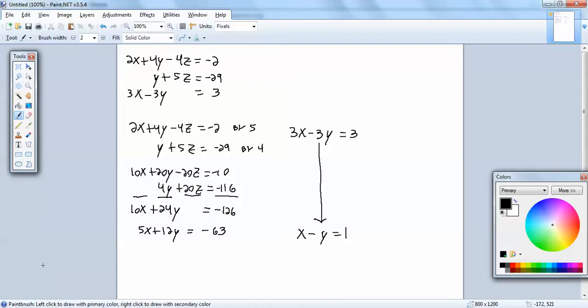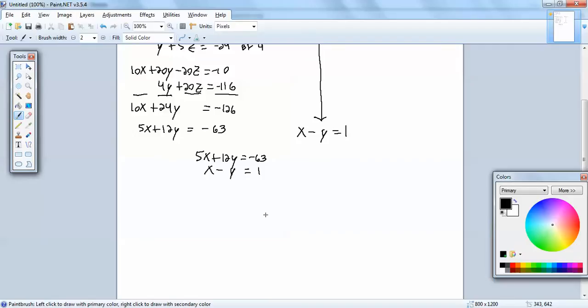But anyway, now we have two equations with no z's and just x's and y's. So I'm going to group these together. So I got 5x plus 12y is equal to negative 63, and x minus y is equal to 1. Now our goal here is to eliminate the y's. Well, I see if I multiply the second equation by 12, then this will be 12y, this will be negative 12y. So we're going to have 5x plus 12y is equal to negative 63. 12 times x is 12x, 12 times negative y is negative 12y, 12 times 1 is 12.